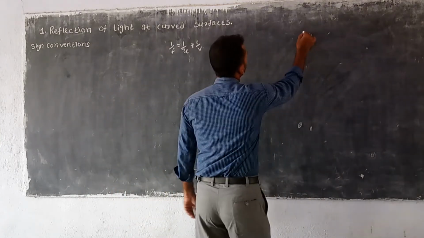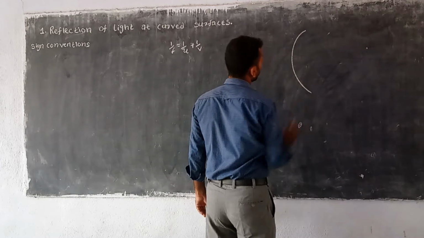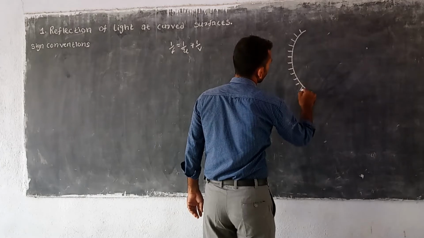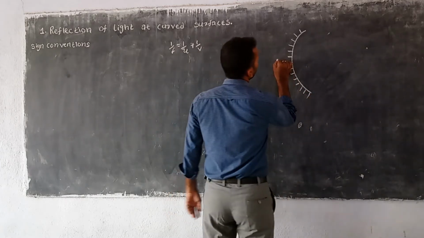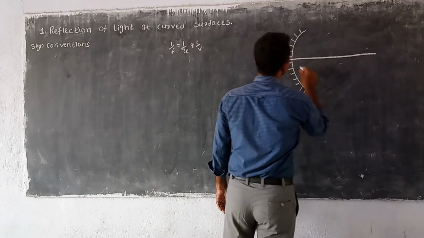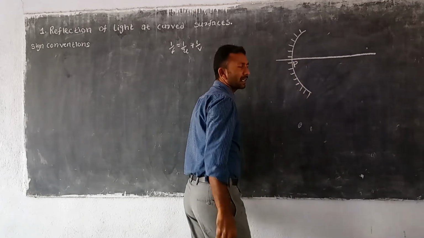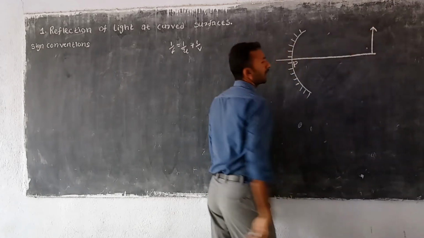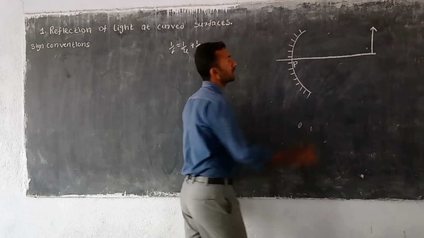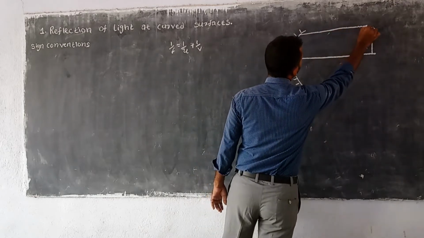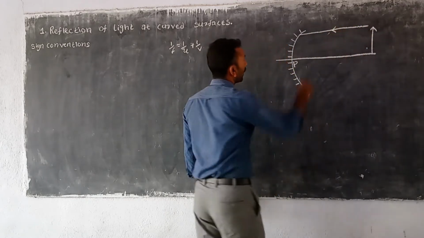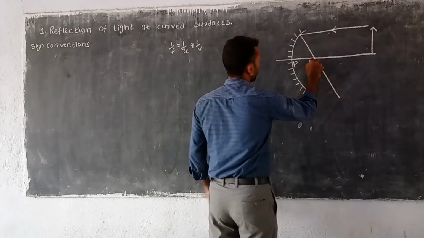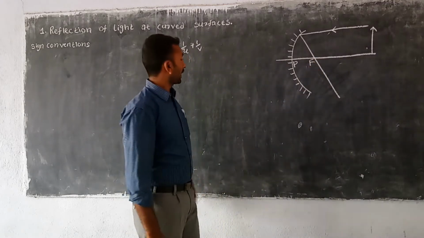And the picture, how have we drawn it? First we have taken a concave mirror, and this is the principal axis, and this one is the pole of the mirror, and we kept the object in front of the concave mirror. The first light ray is parallel to the principal axis, and after incident on the mirror it goes to the focal point of the mirror, and the focal point is indicated by capital F.